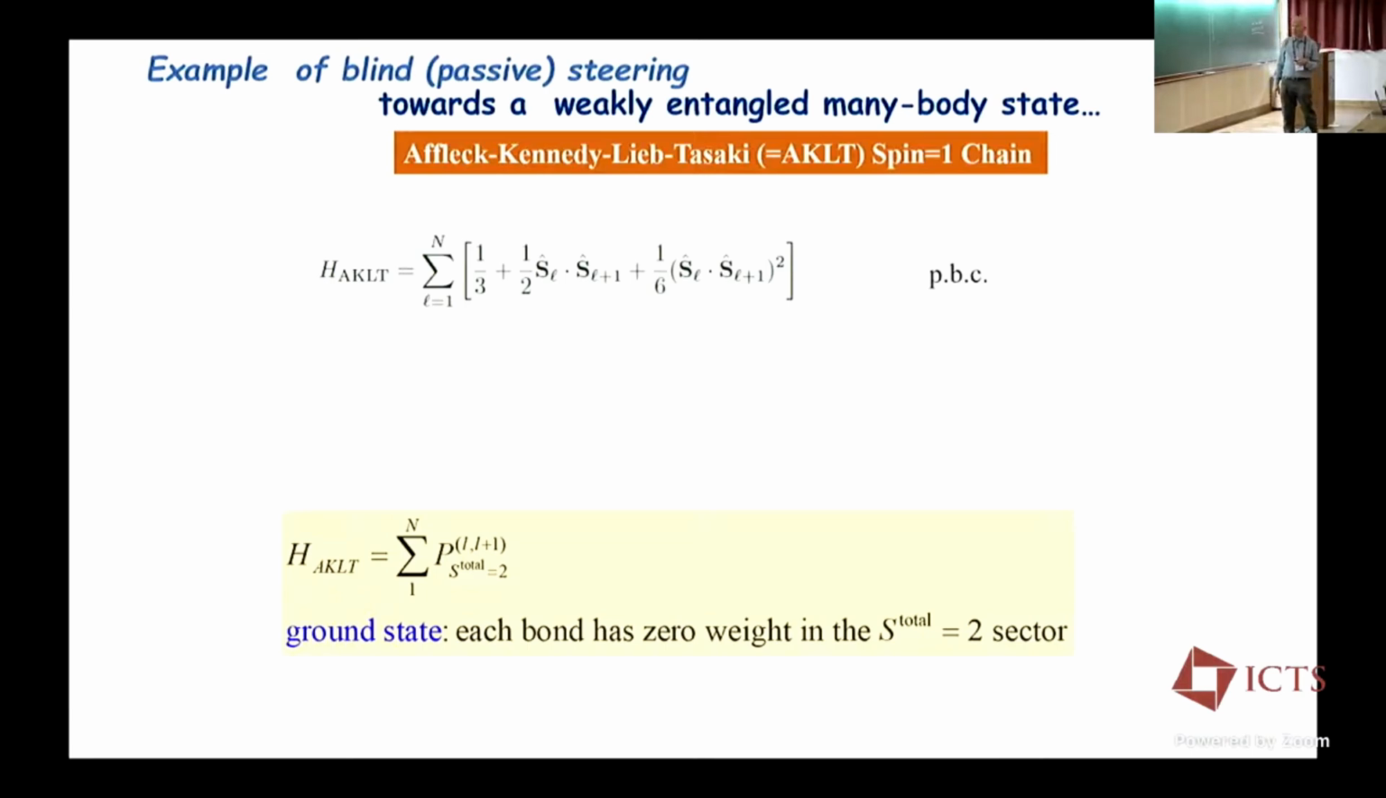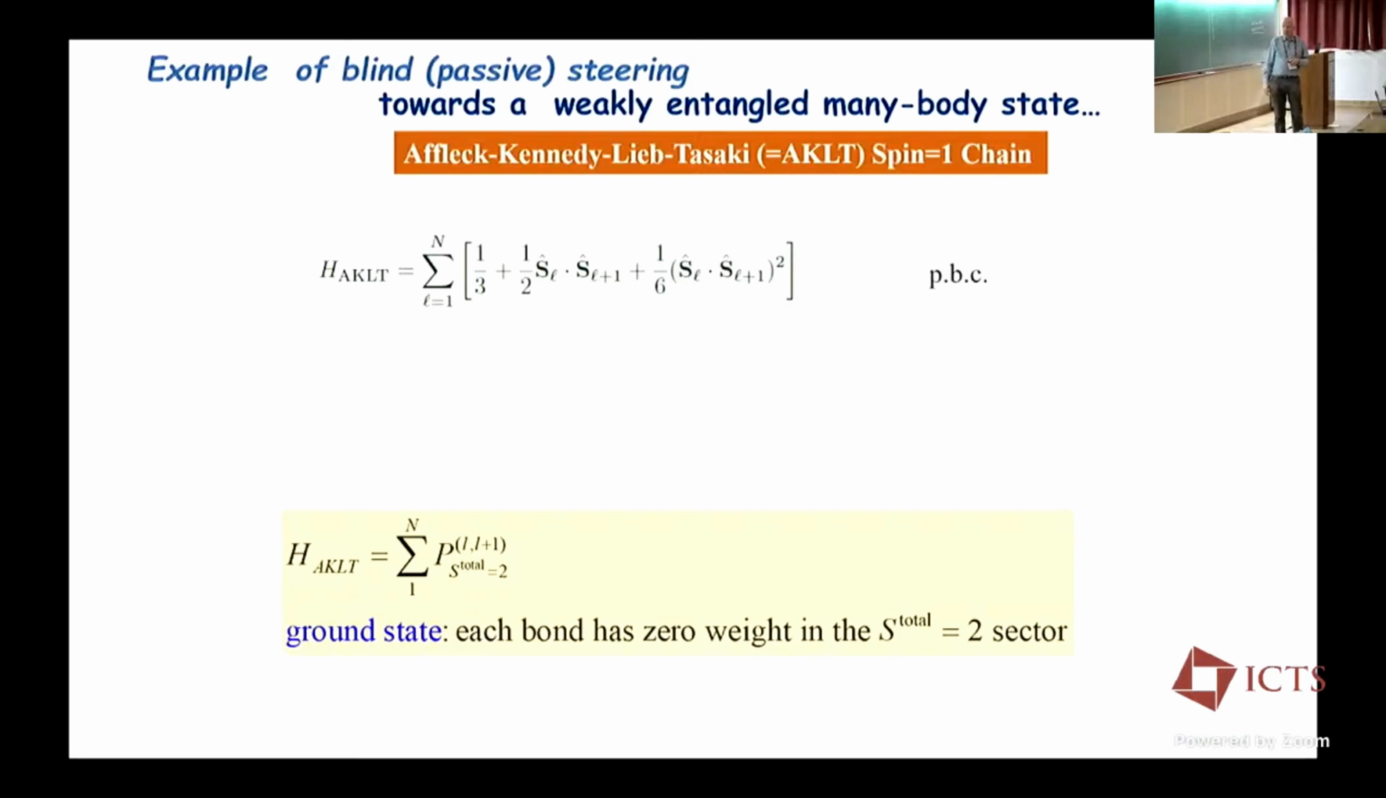Alternatively, and more transparently, the Hamiltonian can be written in this form. I have a sum over links, the link comprising a spin on site L and the spin on site L plus 1. These are projectors. So if I have two spins 1, the total angular momentum, the total spin, can be either 0 or 1 or 2. And this takes two neighboring spins and projects them onto the sector of total spin equals 2.